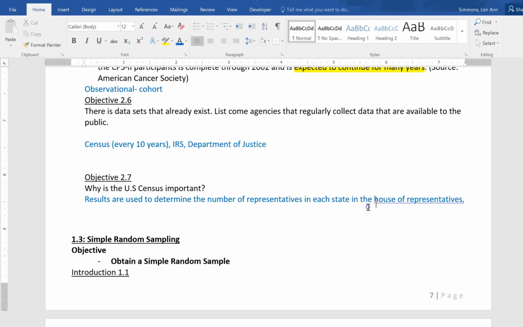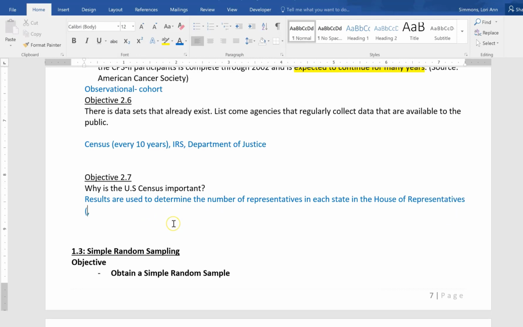There are a total of 435 representatives. It is also used to distribute funds. Maybe planning. It is used to plan for road construction and schools. And this list can go on and on because the census is very important. There is a lot of uses for this. That is the end of section 1.2.